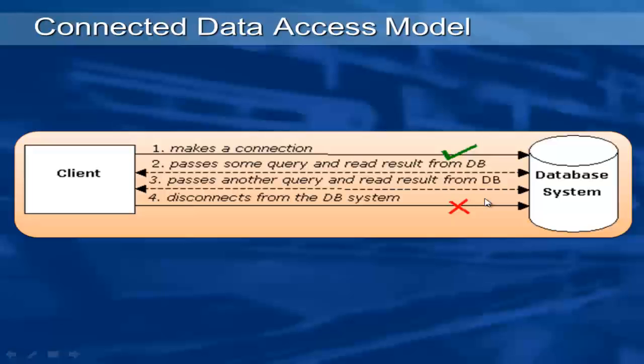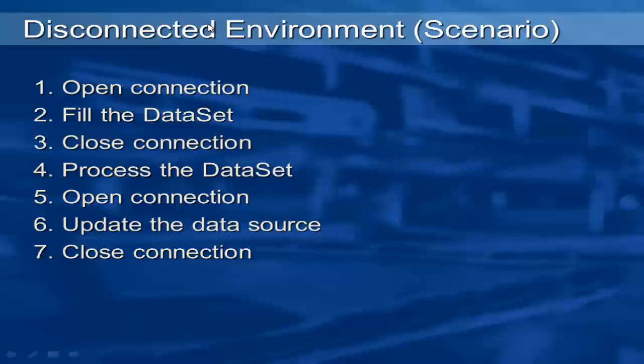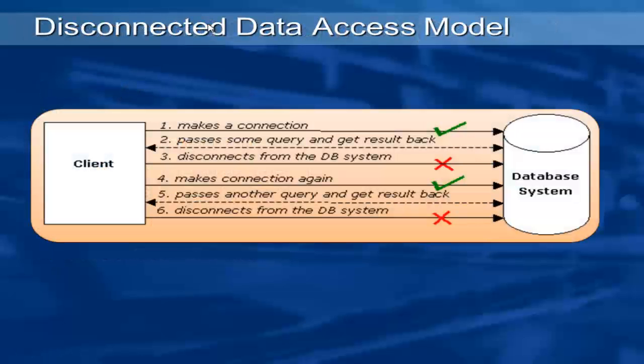So one, you have a connected access model, the other one is the disconnected model. In the disconnected model, what you do is you establish the connection to the database only when it is absolutely required. When you are doing processing on the local data, you disconnect from the database so that the connection can be given to some other client.